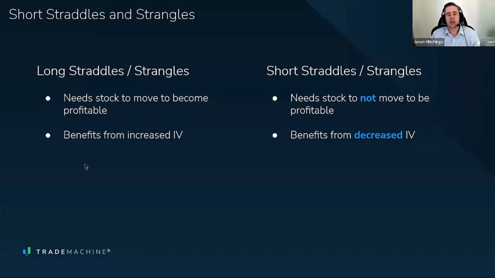We also know that they're going to benefit from increased implied volatility. Implied volatility is essentially how expensive the options are. If you own options and they get more expensive, then you can sell them back at a profit, even if you don't wait for expiration. So short straddles and strangles are the opposite. What you're hoping for is the stock to not move very much. And if you want to exit early at a profit, you can do so if the implied volatility decreases.